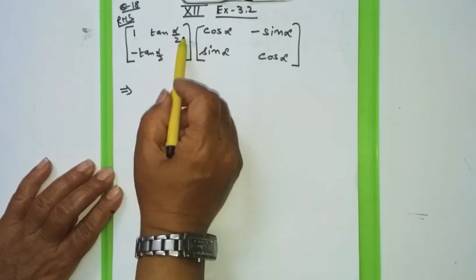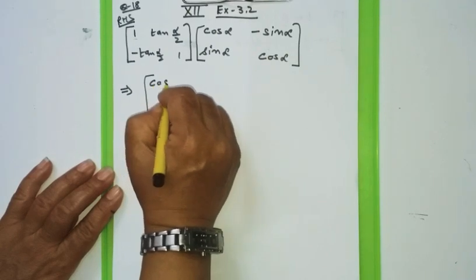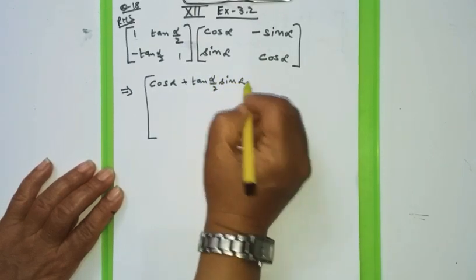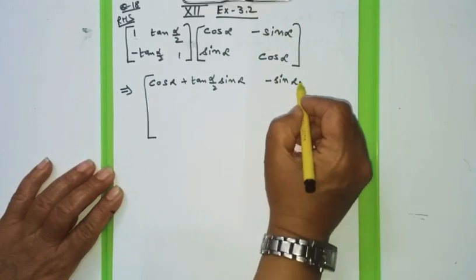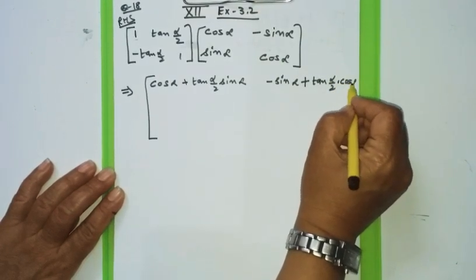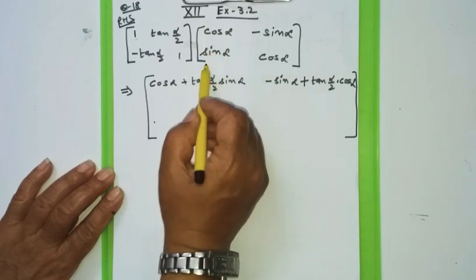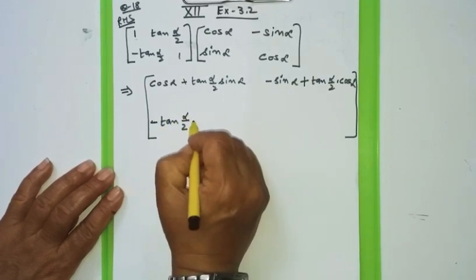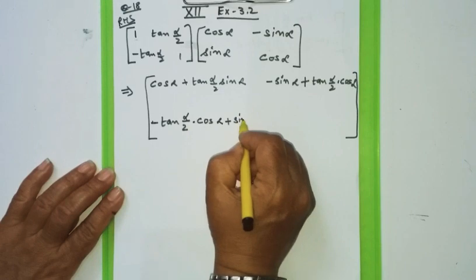So first row of my first matrix with first column of this matrix. So 1 into cos alpha plus tan alpha by 2 into sin alpha. Now for this element we must multiply the first row with the second column, 1 into minus sin alpha plus tan alpha by 2 into cos alpha. Now for this element we multiply the second row of this matrix with first column. So minus tan alpha by 2 into cos alpha plus 1 into sin alpha, so plus sin alpha.